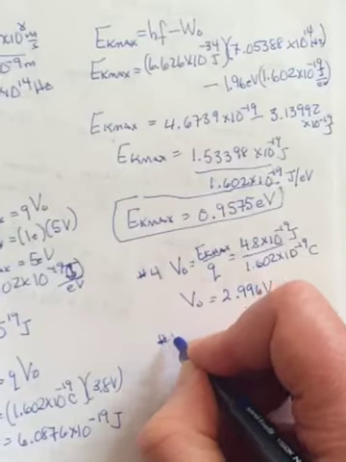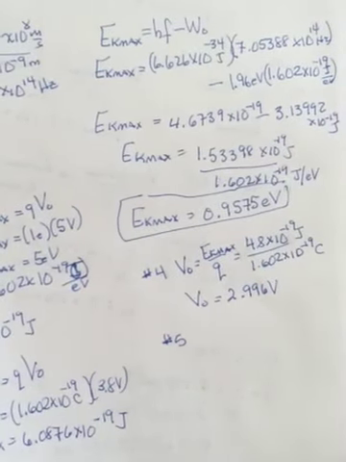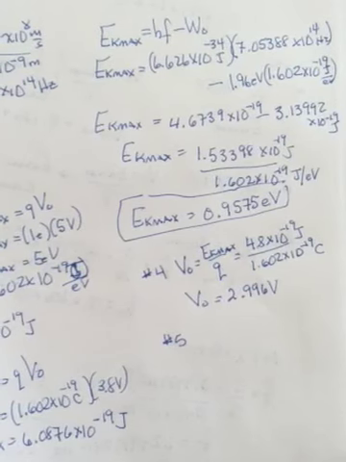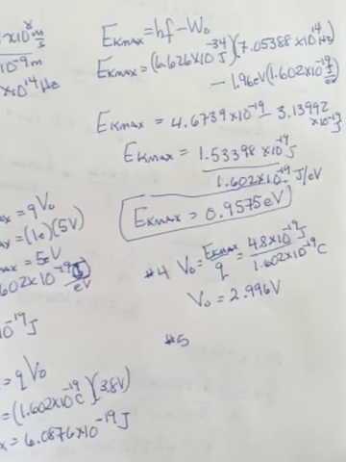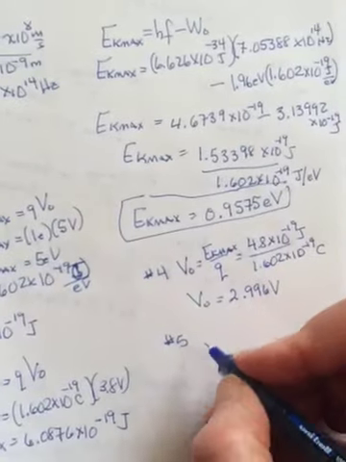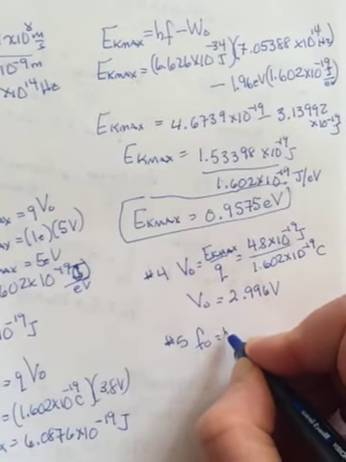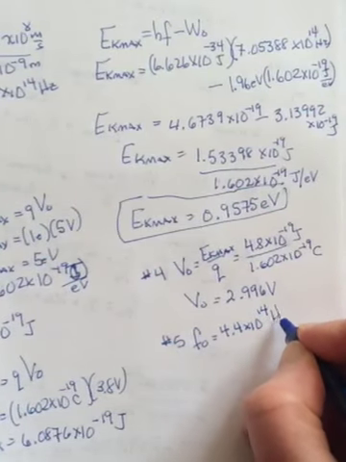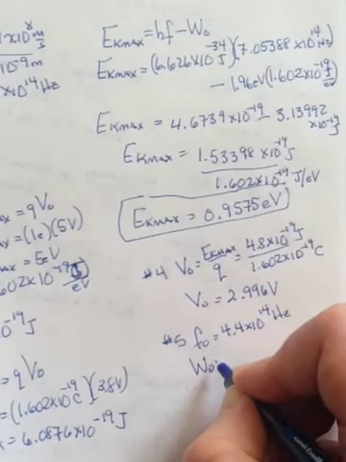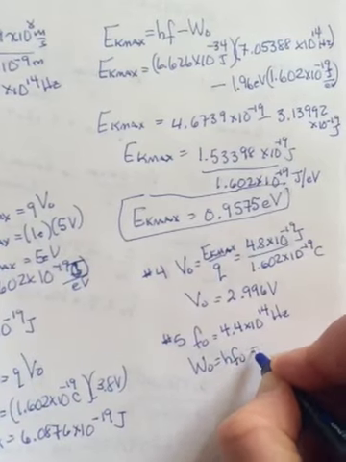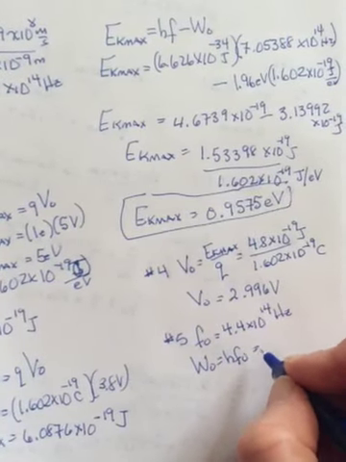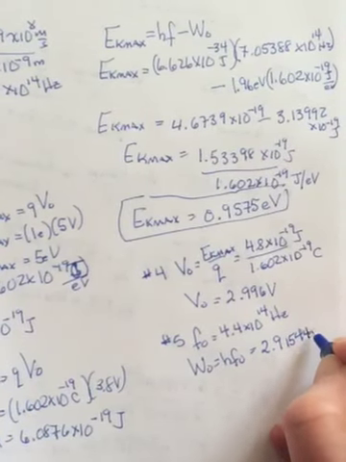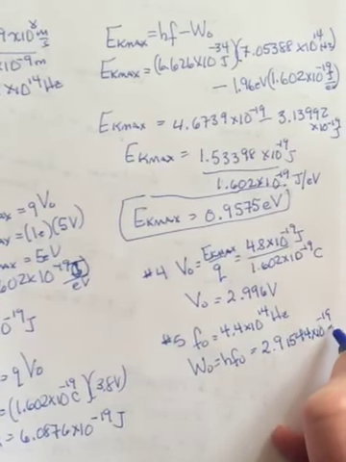Number 5 says threshold frequency, FO, of sodium is 4.4 times 10 to the 14th hertz. How much work must be done? Looking for the work function. So FO, 4.4 times 10 to the 14th hertz. WO is equal to h FO. I'm going to try to get all this in a video, so when you multiply that out, 2.91544 times 10 to the negative 19 joules.